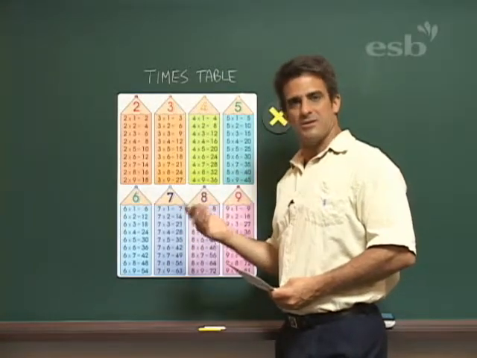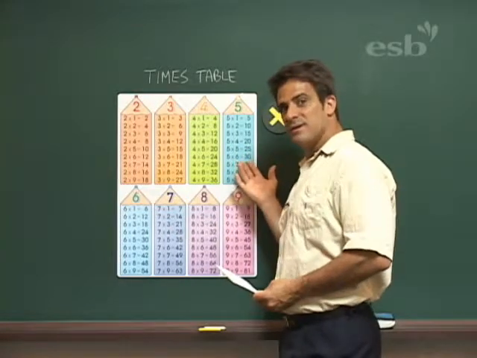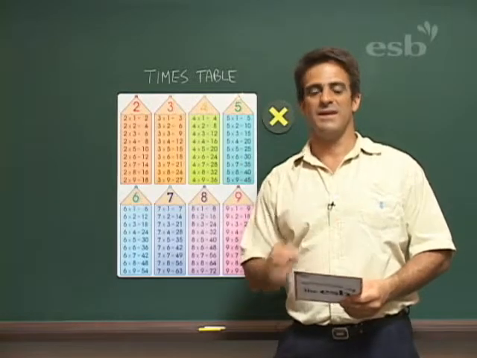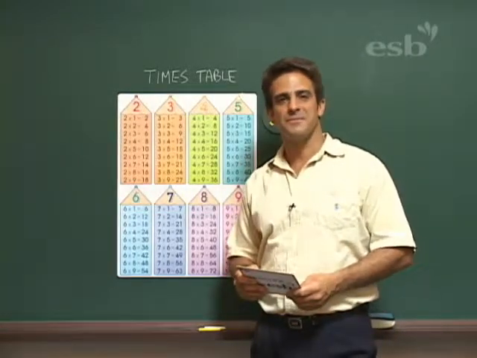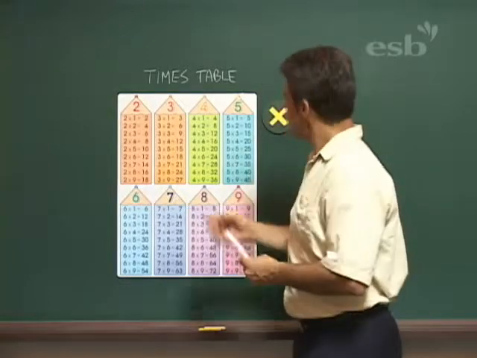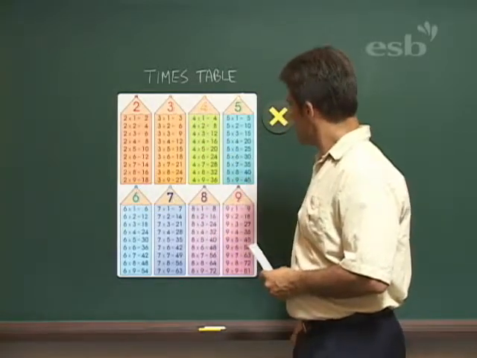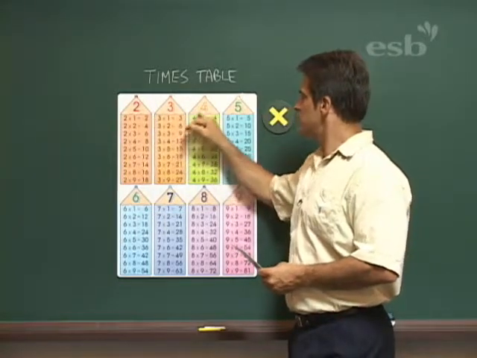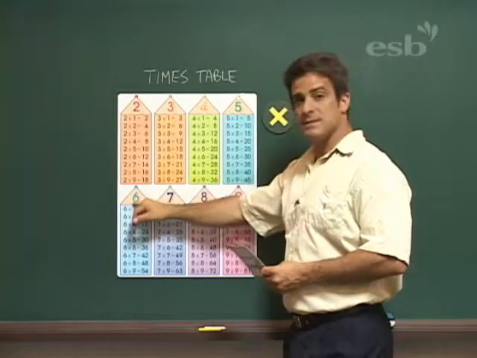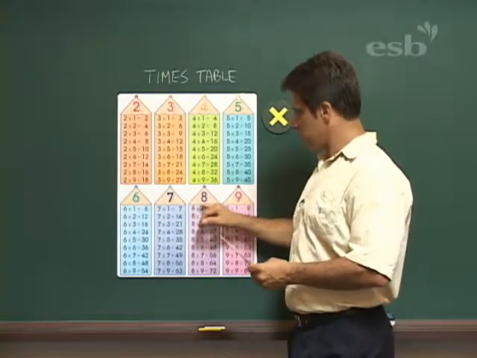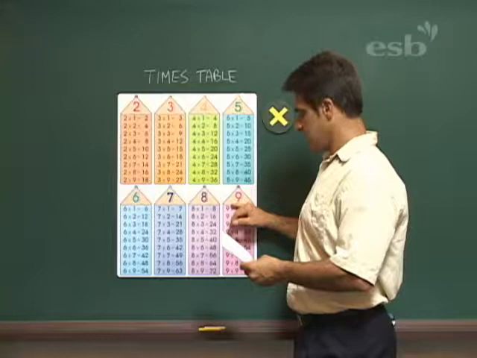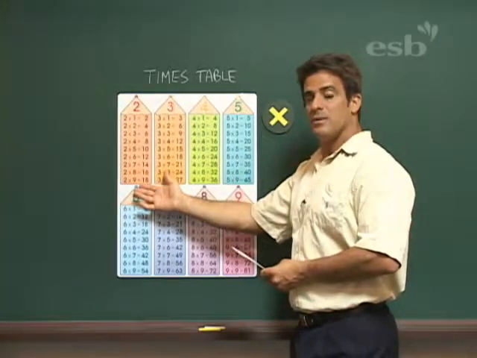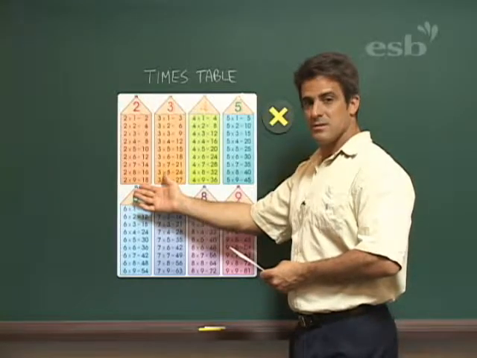How do we multiply 2 numbers? Look on the times table. It can help you. It can give you the answer. So look at each list. We have different numbers, 2, 3, 4, 5, 6, 7, 8, 9. Under each number, we have equations.